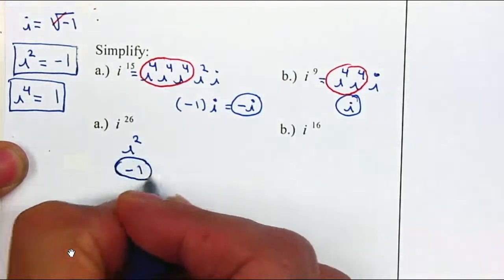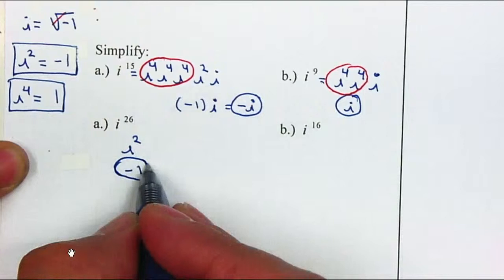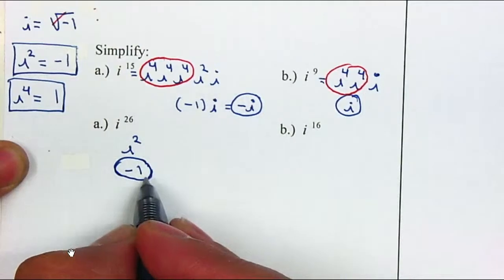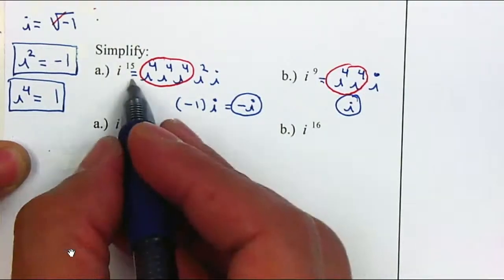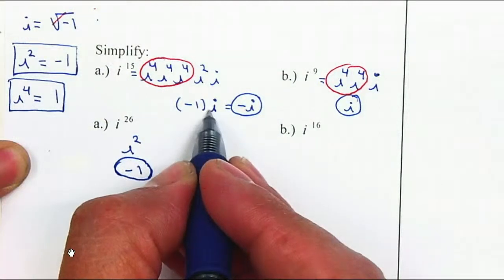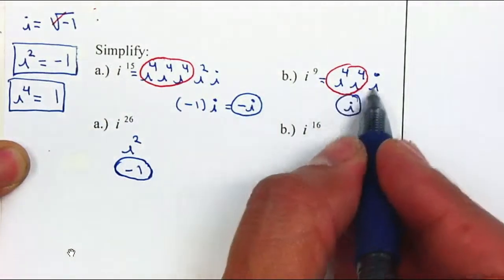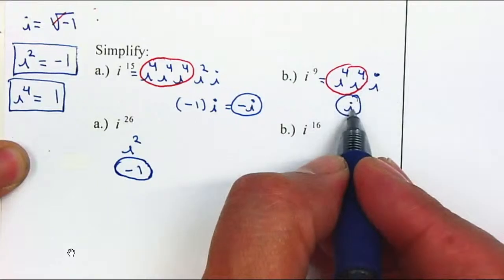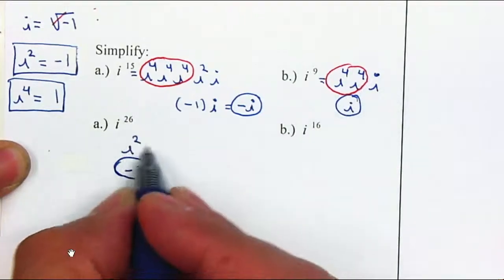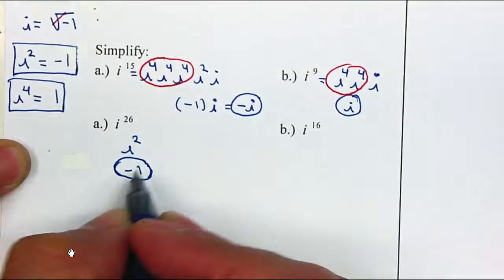Therefore, that's my answer. Notice that there were no i's by themselves, so I should not have an i as part of my answer. In the previous case, I had 2 i's and 1 more, so the i came down, and that was part of my answer. In the one before, I only had 1 i by itself, and that was my answer. In this case, I don't have an i, so there should not be an i in your answer.